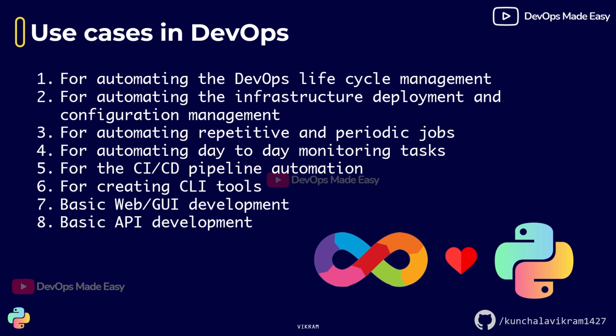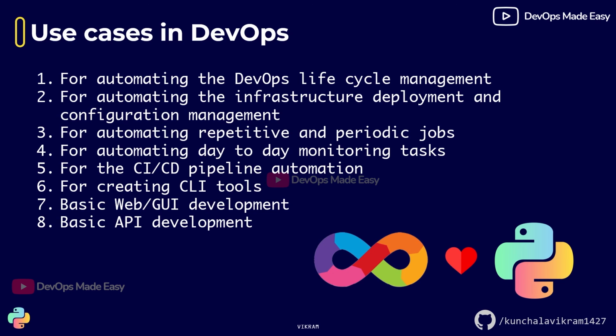Now these are some of the use cases that we often come across in DevOps. For automating the complete DevOps lifecycle management, we can use Python. For automating infrastructure deployment and configuration management, we can use Python. For automating boring and repetitive tasks and day-to-day monitoring tasks, we can use Python. We can use the DevOps tools' APIs to create automation around your complete DevOps toolchain. For CI/CD pipeline automation, we can also use Python.